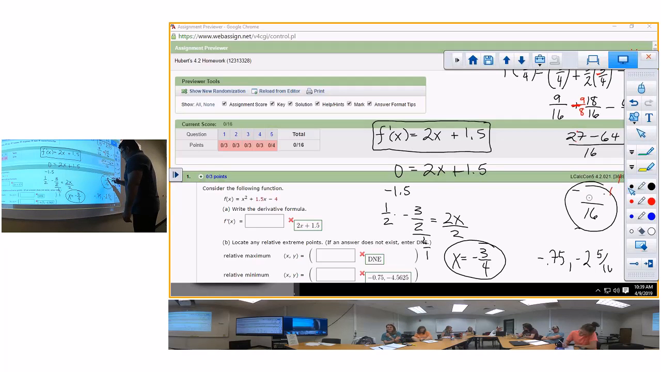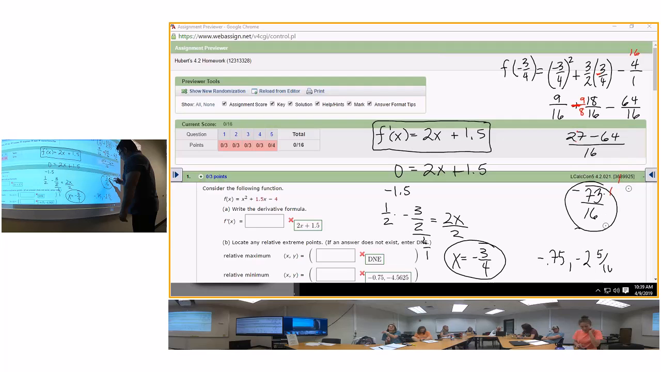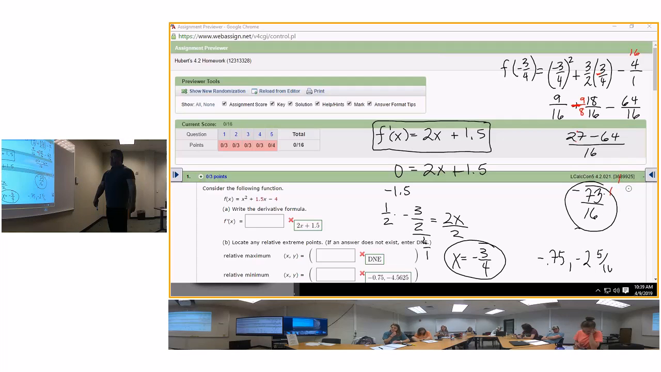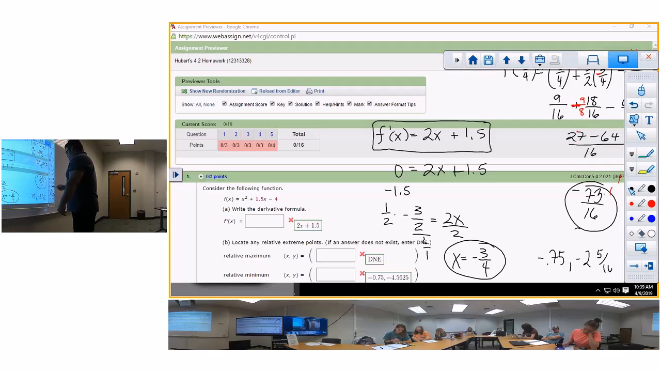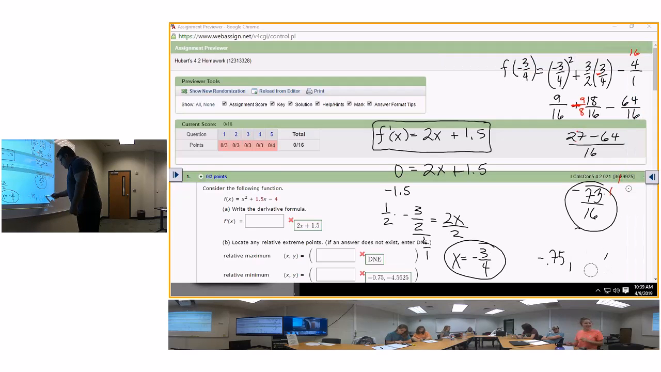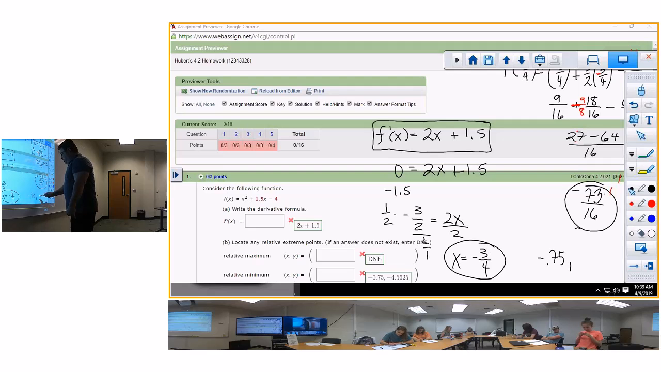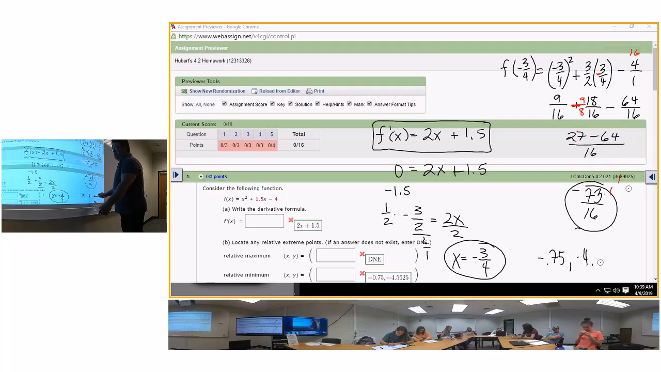We didn't do any wrong math. We suck. 73 divided by 16. Somebody tell me what that is. 4.56. There we go. Now we're cooking with peanut oil. Negative 4.5 something.